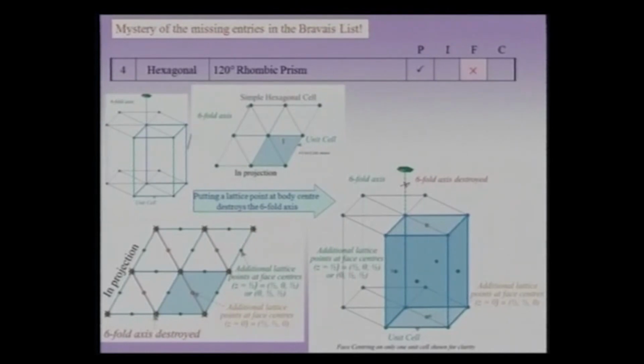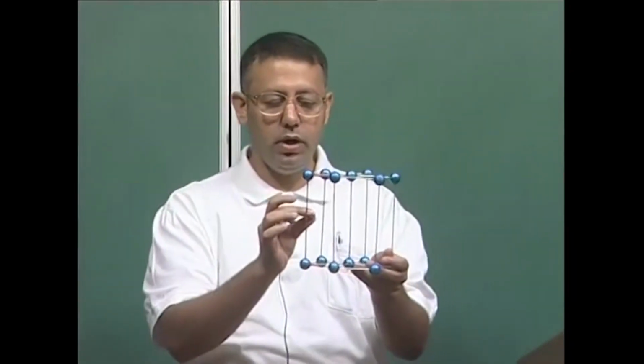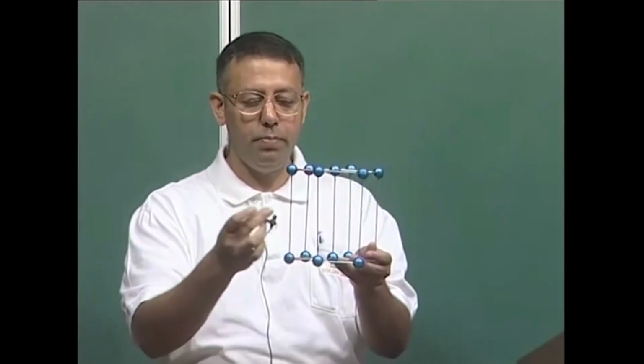Now what I try to do, I try to additionally add face centering points. That means I take each unit cell and on the unit cell I try to put additional face centering lattice points. So let me try to do this in the model first and then on the computer. So I have this model here, and what I try to do, I take an additional lattice point, I put it at this face center, I put it at this face center.